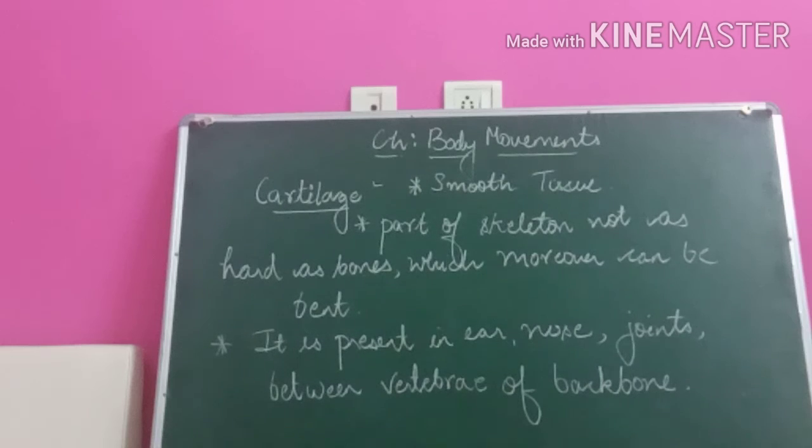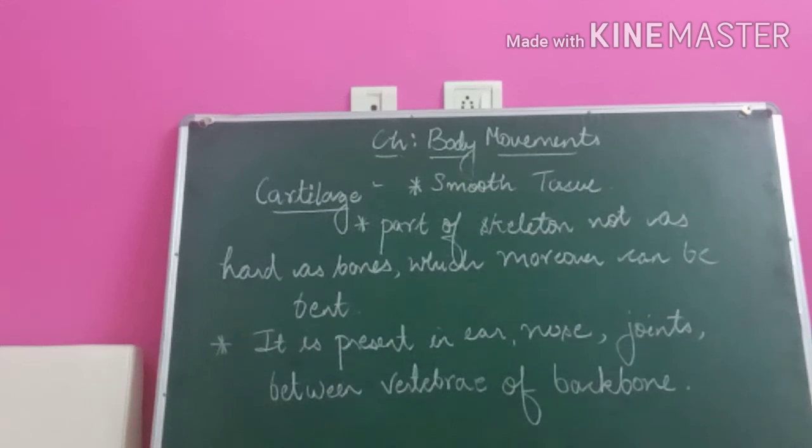Now this soft tissue cartilage, where is it present in the body? It is present in ear, it is present in nose, it is present in joints, and it is also present between the vertebrae of backbone. Now my dear students, if you see your ear, you can see how soft it is. If you try to bend it, the ear bends. Why? Because there is no bone present there. What is present there? Cartilage is present, which is so soft that it can be bent. If you bend the nose tip, the tip of your nose also bends. Why? Because that is also made up of cartilage.